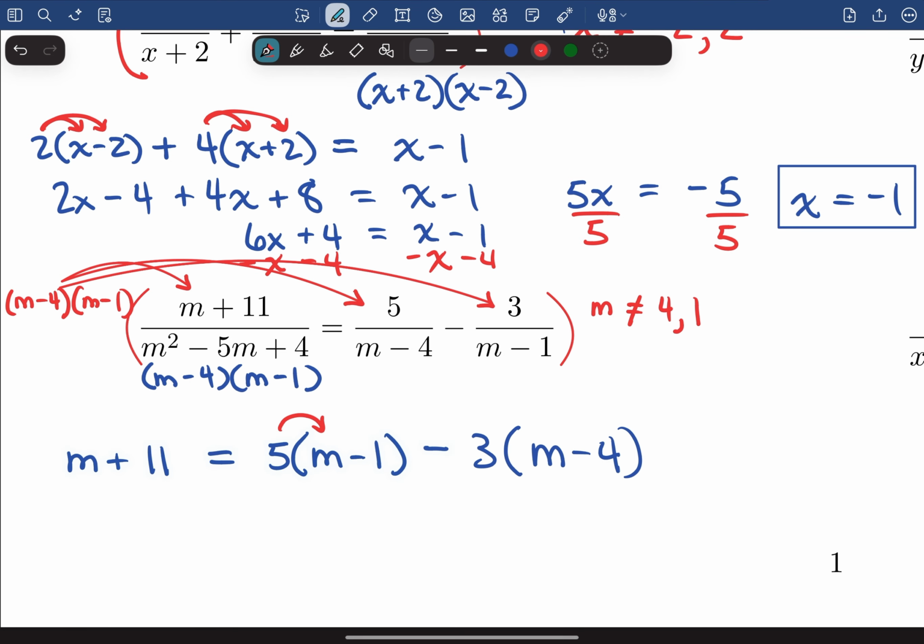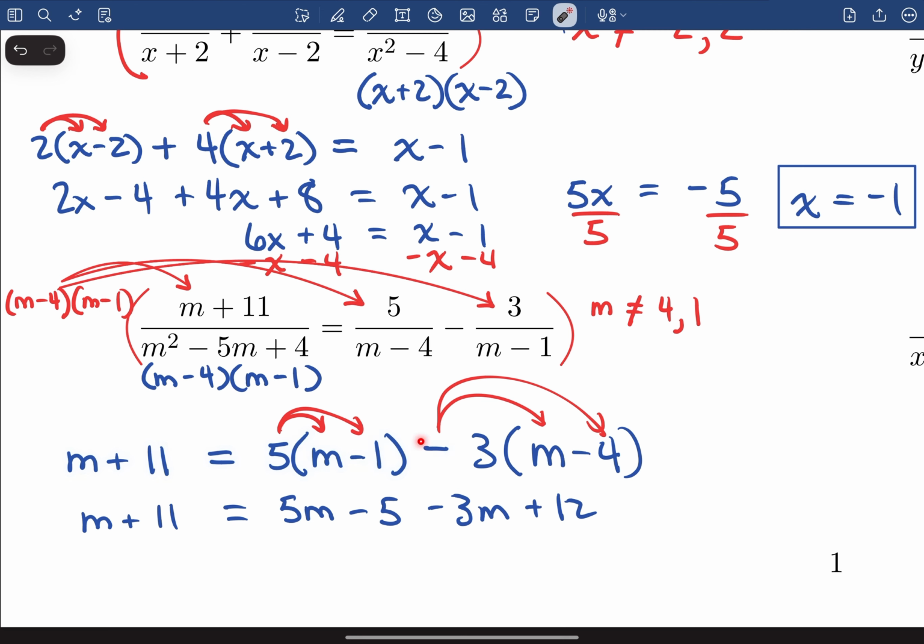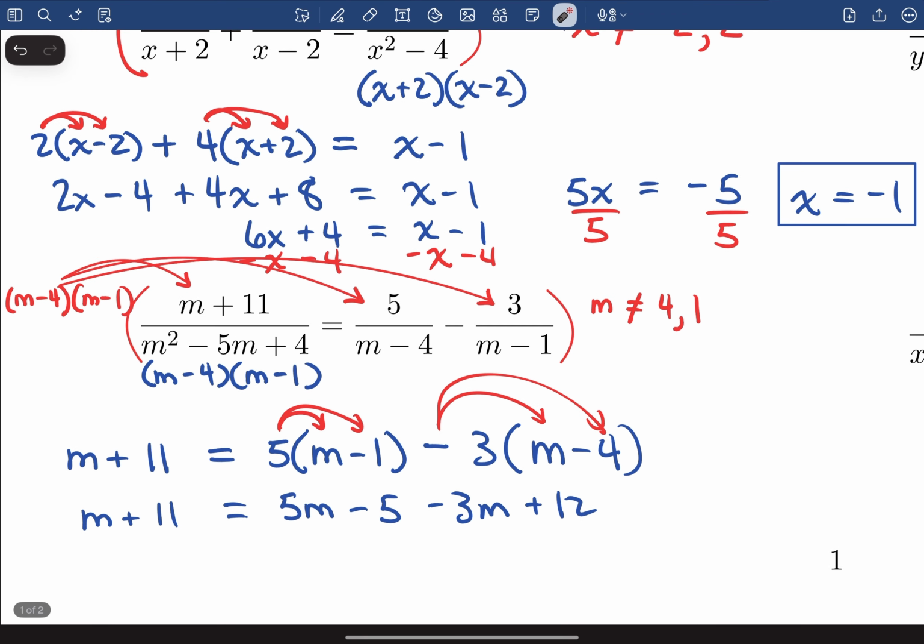And, you know, as I start to distribute stuff, I notice this is a linear equation. So I'll write out the linear equation. m plus 11 equals 5m minus 5 minus 3m plus 12. And by the way, remember this negative sign distributes in here with this 3. So this is negative 3 times m and negative 3 times negative 4. So don't mess up your signs.